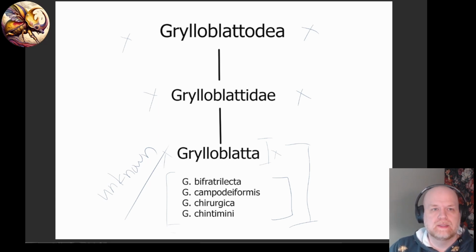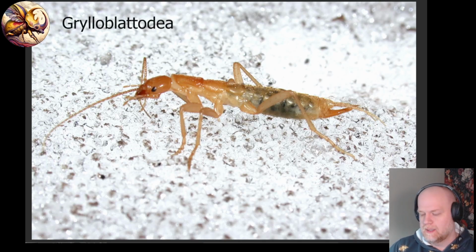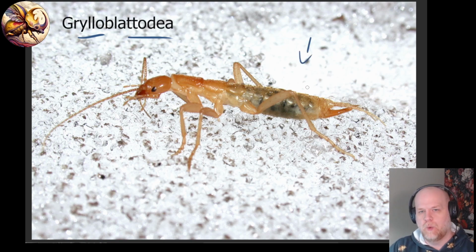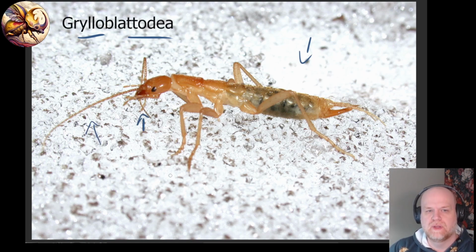So the Grylloblattids, this is what they look like. And you can kind of see where they get their name from. Remember, it's cricket roach. So it's not quite a cricket, it's not quite a roach. It's somewhere in between. Things that you will see about them immediately, they kind of have a roach head, and they have these long filiform antennae. Fairly large eyes. They don't have wings. They are wingless, but they are secondarily wingless.